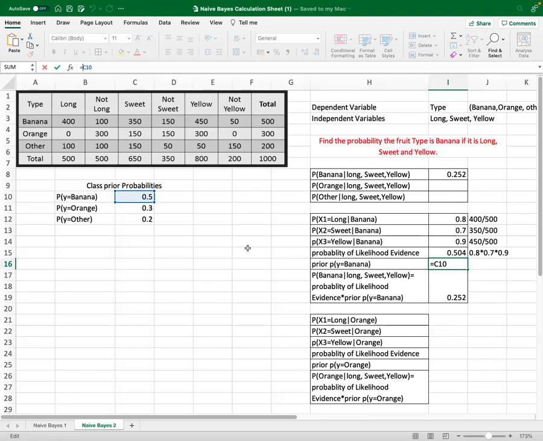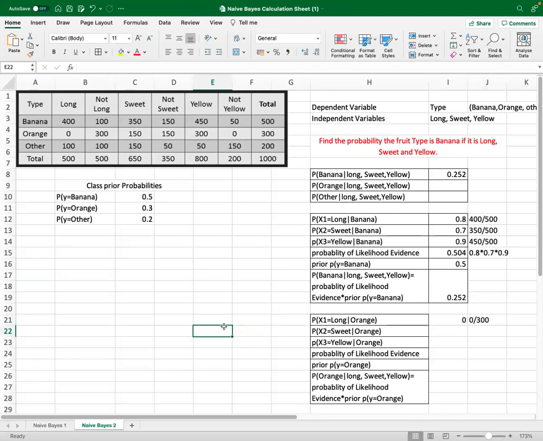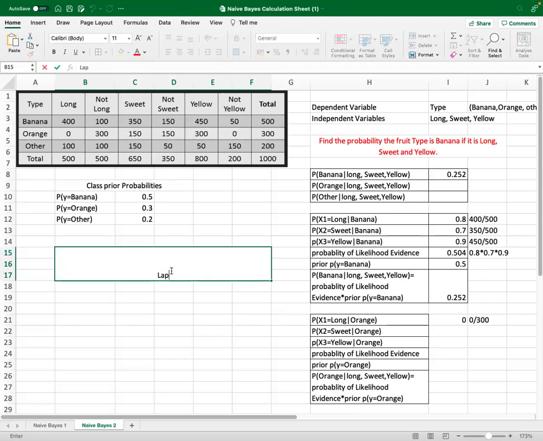So the thing is, probability of long and orange is equal to 0 divided by, how many oranges are there total? 300. This will become 0. Now, when one of the probabilities becomes 0, the whole calculation will become 0. So, to avoid this situation, there is something called Laplace correction.